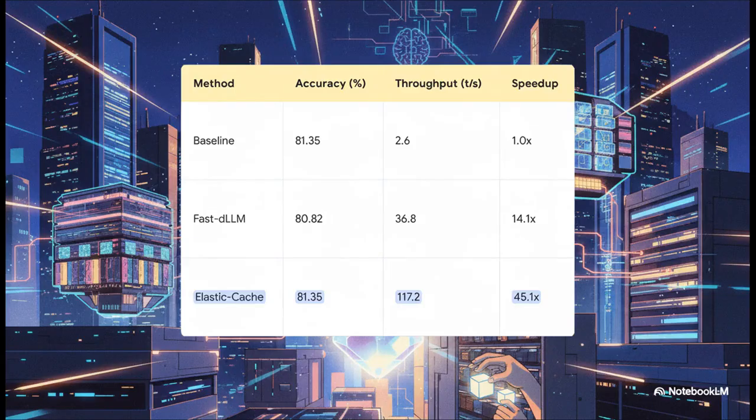And this table really tells the whole story. Look at the baseline model. It's chugging along at 2.6 tokens per second. Another method gets a decent 14x speedup. But then look at Elastic Cache, 45x speedup, pumping out over 117 tokens per second. And the best part? Look at that accuracy column. It is identical to the original slow model. That's the dream right there. Insane speed with absolutely zero compromise on quality.